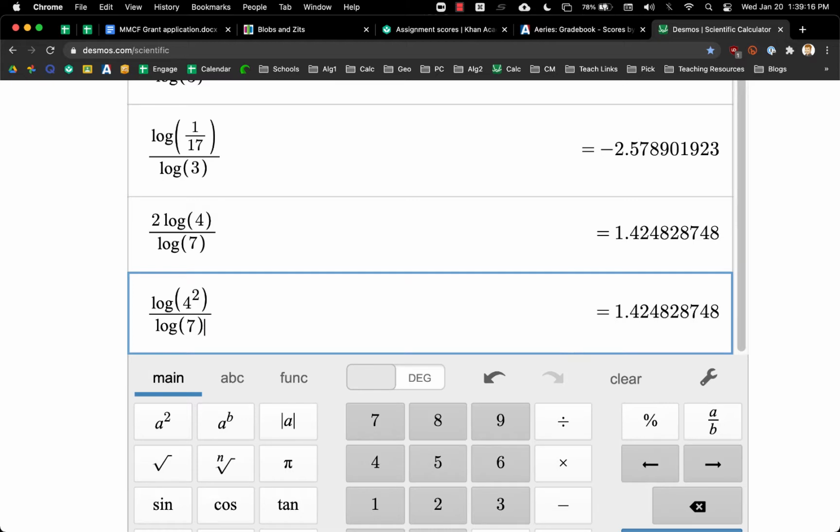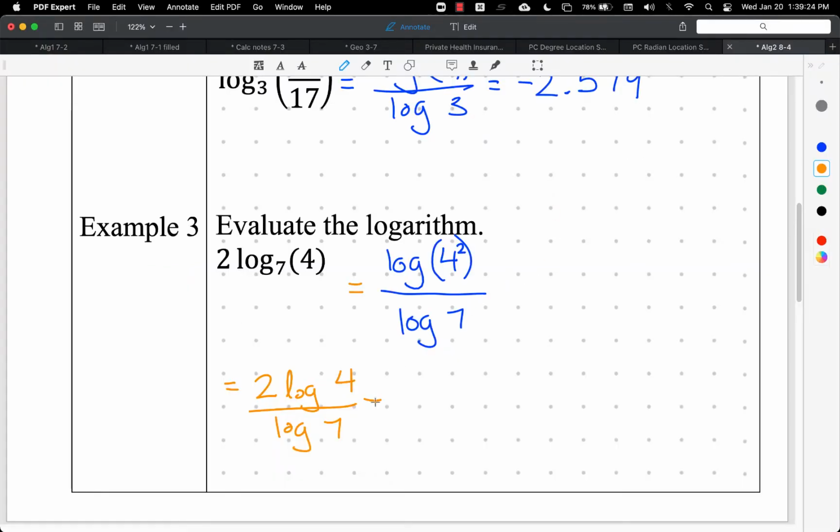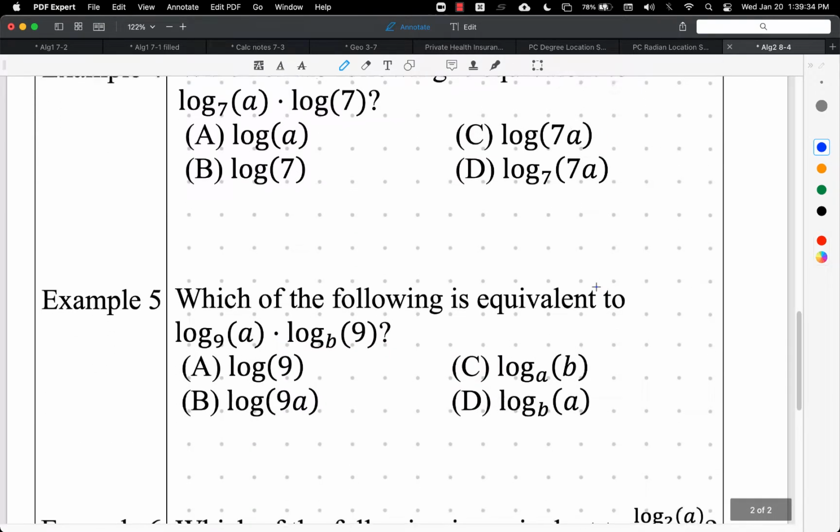They're the same answer. Woohoo! Doesn't matter how you do them. Log properties are really, really flexible as long as you're doing them correctly. This is equal to 1.425. Easy peasy, right? On to the back.